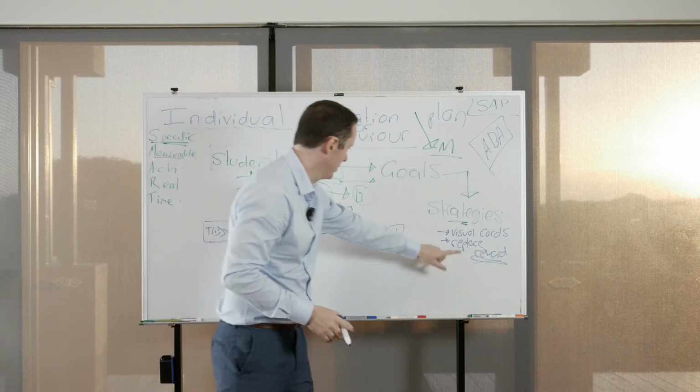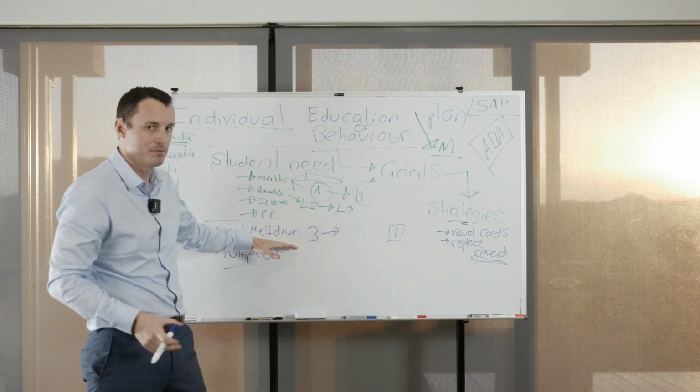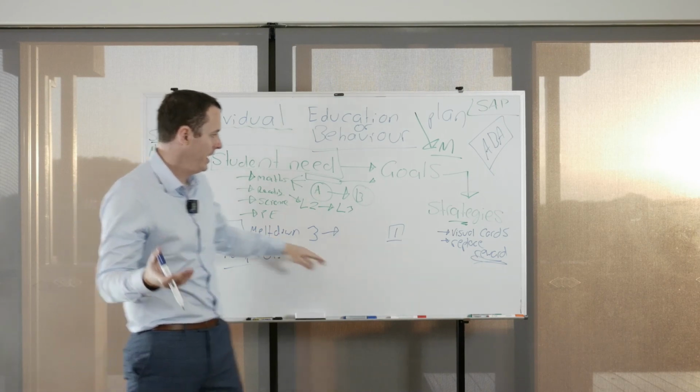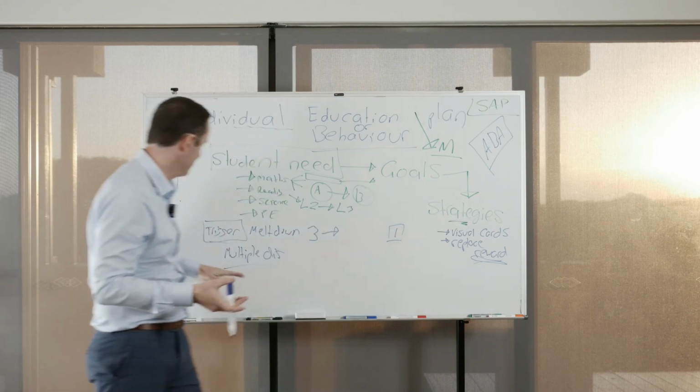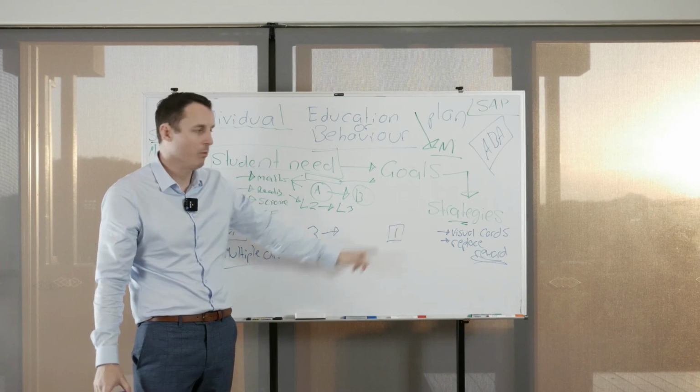The other thing you can do, talking about rewards, is that for, say, this particular student where we're having problems with meltdowns and doing a runner, we can offer some type of reward to the student if they're getting that down to one per fortnight or one per week.